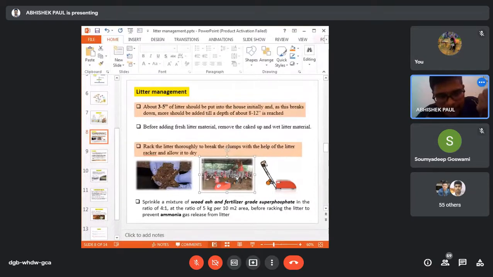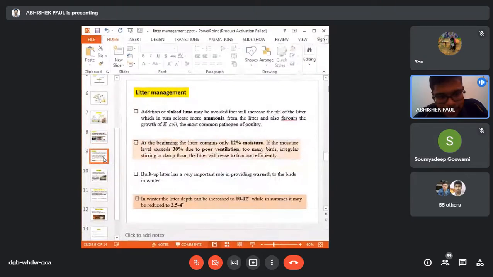Then the second one is sprinkle. Sprinkle a mixture of wood ash and fertilizer grade sulfate. These are certain fertilizers you can add to the litter material to prevent ammonia gas release from the litter material. You can mix certain fertilizer at the rate of 4:1 to prevent the ammonia gas release from the litter. Then you can add some lime also. Lime may be avoided, as it will increase the pH of the litter, which in turn releases more ammonia and also favors the growth of E. coli and most of the pathogens of poultry.